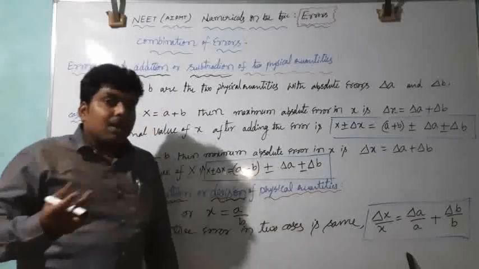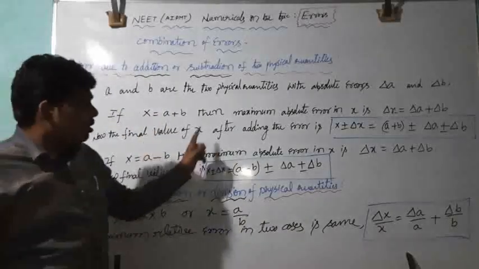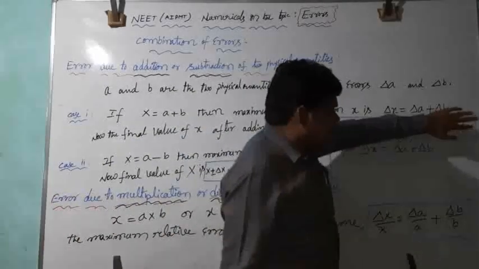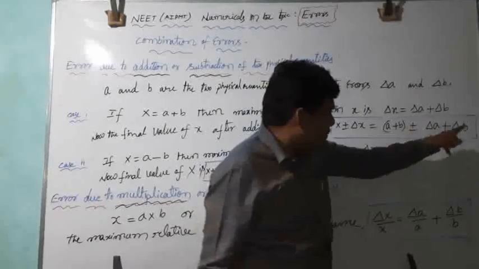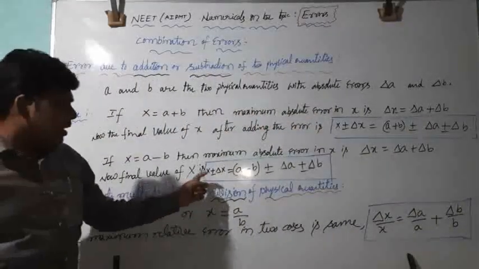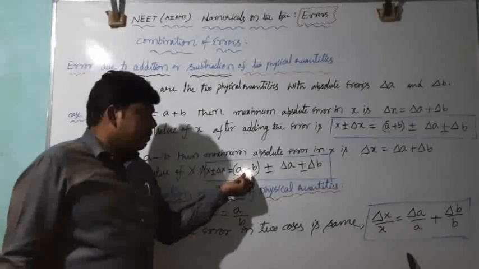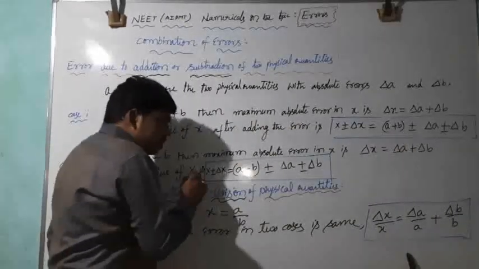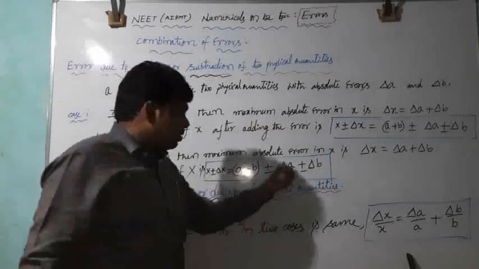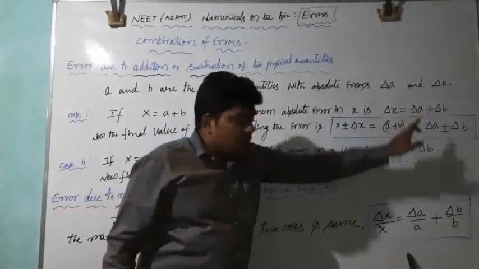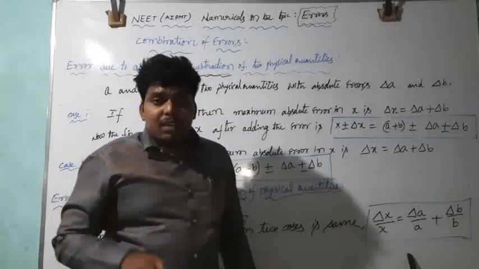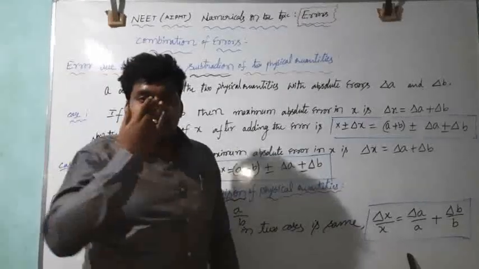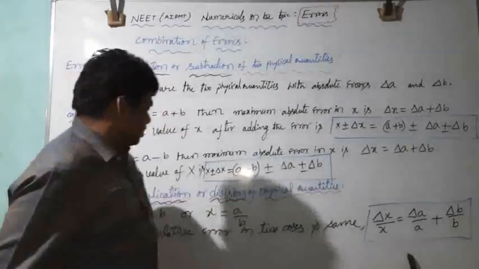But you should remember the final value. If the two quantities are added, x plus or minus delta x is equal to A plus B, plus or minus delta A plus or minus delta B. If two quantities are subtracted, x plus or minus delta x is equal to A minus B. Here it is A plus B, but here A minus B, because it is subtraction there and addition here. So what about the errors? There will be no variation. Why? Because with different physical quantities, if you have a certain error due to these two, the error will only increase and will not decrease.